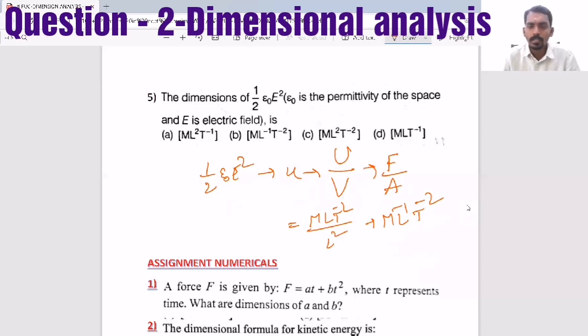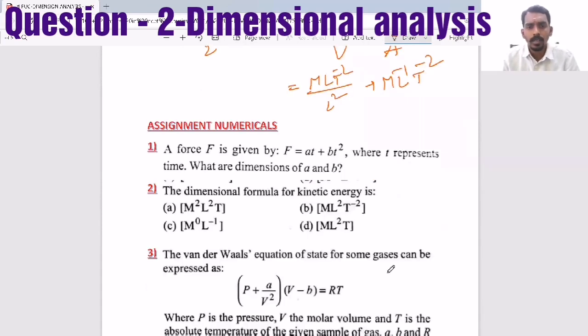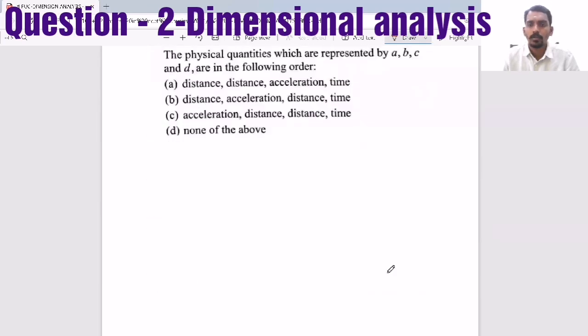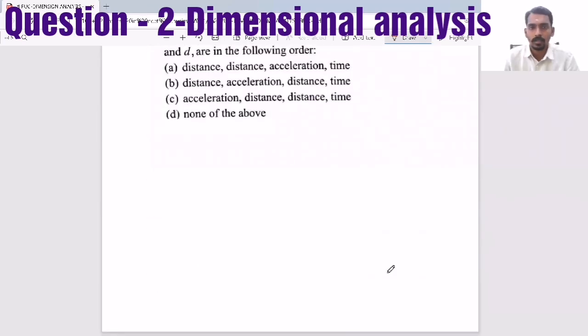So please try to understand how the question is given. It's all about the principle of homogeneity, what are all the quantities we have to remember, and how to check the correctness of an equation. And here I have given 5 questions as assignment also. Please just try to do all the questions. So we'll meet next time with the next lecture.